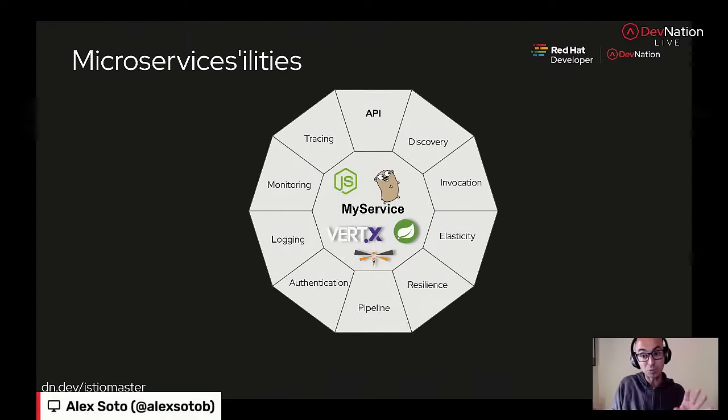Now there is the network between calls, and the network is not always reliable, which means that we need to make our services resilient. Pipeline: each of the services can be deployed independently, so each service requires its own pipeline. Authentication: how we authenticate internal calls between services. And then logging, monitoring, and tracing is a bit more complicated when you are in a microservices architecture.